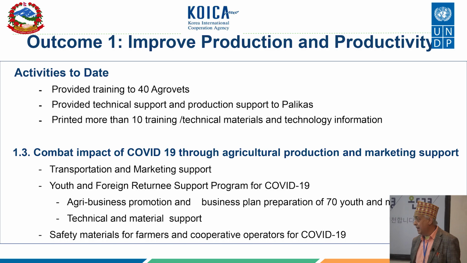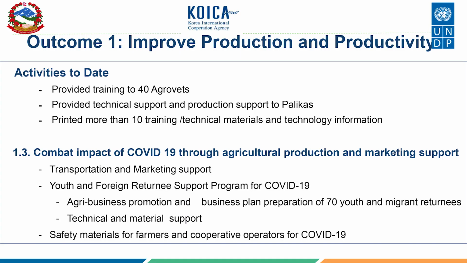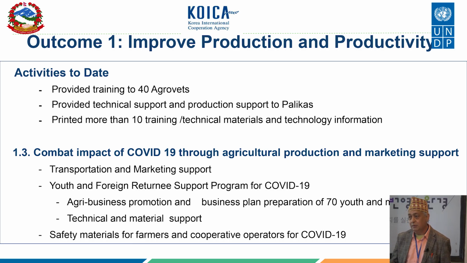And I already indicated that we also included combating the impact of COVID-19 through agriculture production and marketing support. So we are now working with 70 returning migrants. We prepared their business plan for all-year-round agriculture production, and we are also providing technical training on how to grow vegetables in tunnels, how to grow vegetables all around the year. And we also provided some safety materials for cooperatives and collection center operators, because they were also under threat when COVID was in the beginning. And even these days we are partly supporting on this.